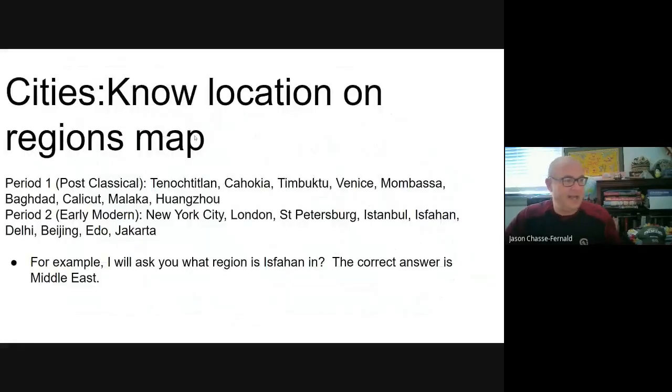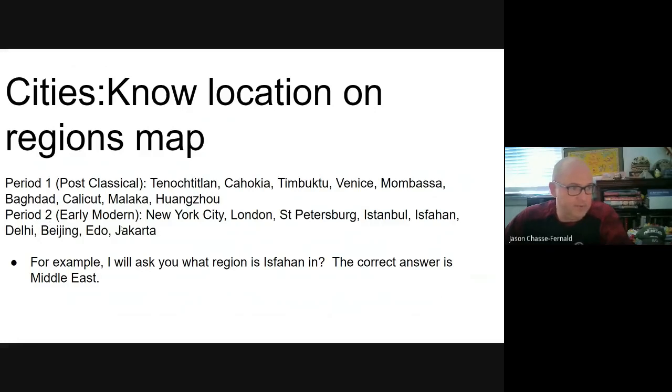All right. And I'm also going to ask you to know where these cities are located. So for the first couple months of our course, we'll be referencing a number of cities, and it is helpful if you know where they are, so that when you see Tenochtitlan, you know exactly where that is, right? That is in central Mexico. That's Latin America. So Tenochtitlan, Cahokia, Timbuktu, Venice, Mombasa, Baghdad, Calcutta, Malacca, and Hangzhou, technically, right?